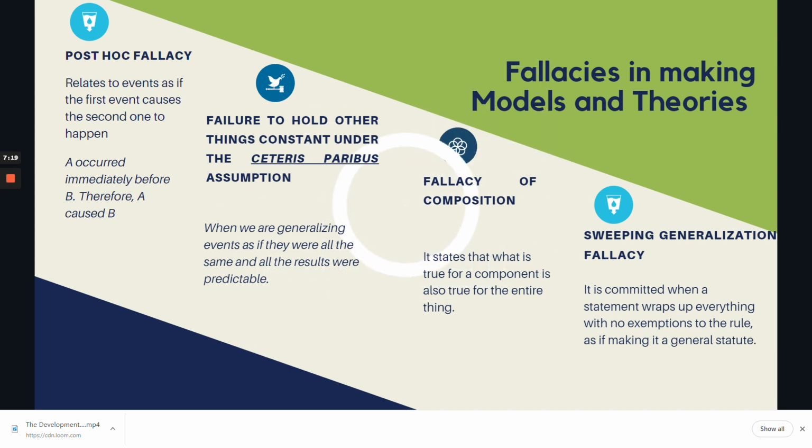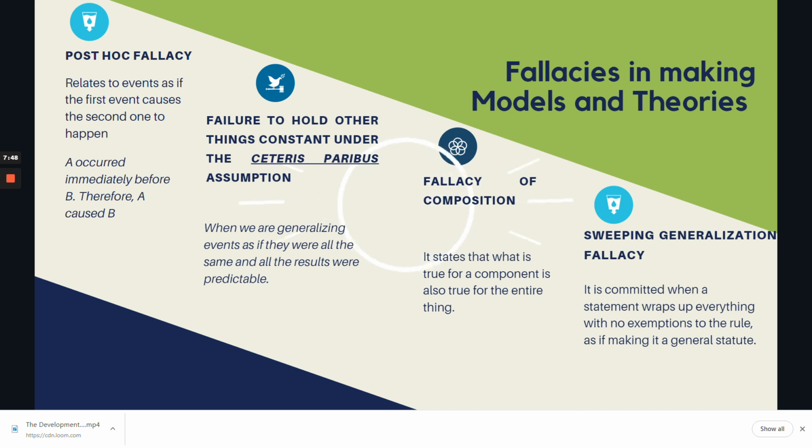Unfortunately, in reality, even without the increase in fuel, inflation still occurred. Inflation will occur because of other factors, not just the rise in oil price. So this is called the post hoc fallacy, because this formula, A occurred immediately before B, therefore A caused B, is not always true. It does not always apply. So that's one of the fallacies.